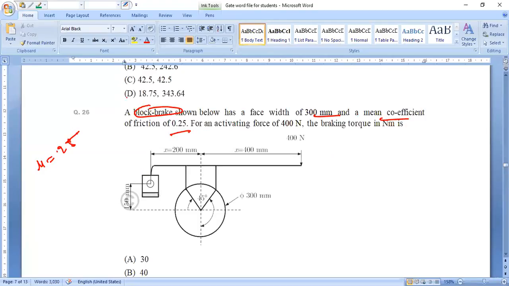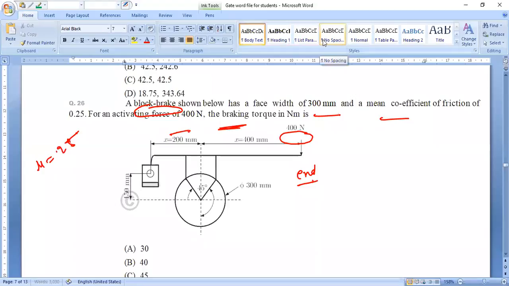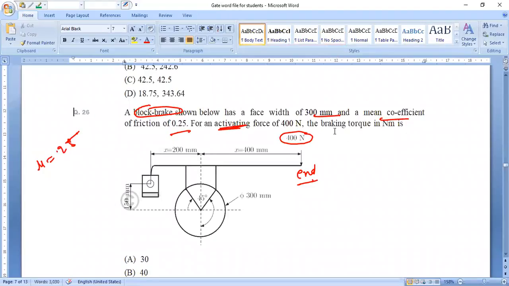है ना, वहां पे हमारा mu viscosity है bearing में, और ये हमारा mu जो है वो coefficient of friction है. Be careful. For an activating force of 400 Newton. So force is 400 Newton. It is acting at this end. The braking torque in Newton meter is. The question is asking about the braking torque. So we have to find the braking torque.